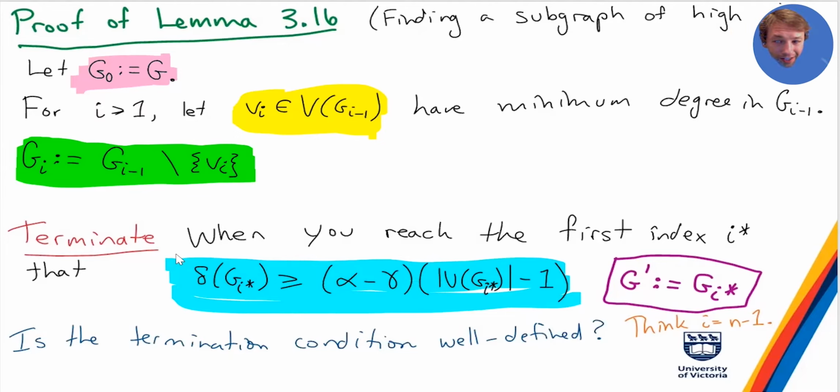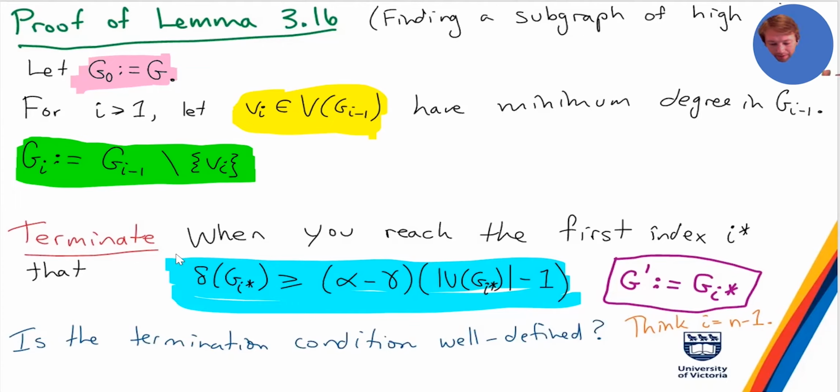The idea is clear: you keep deleting vertices until you find the first time when this thing is satisfied, and then I stop. Because I want to keep as many vertices as possible, I better stop the first time I see this happen. So that's when we terminate. And at this point when we terminate, we let G prime be G_{i*}.